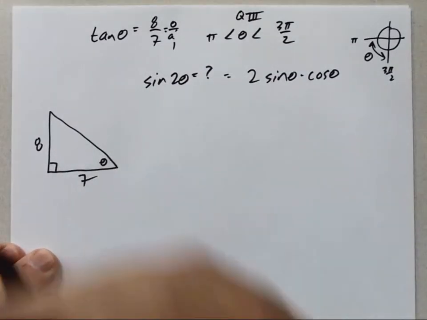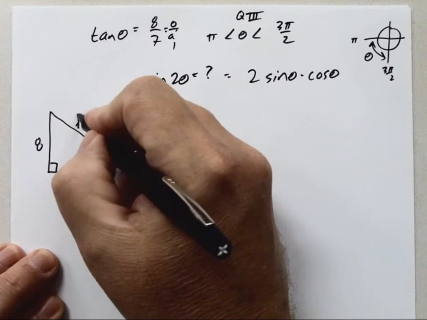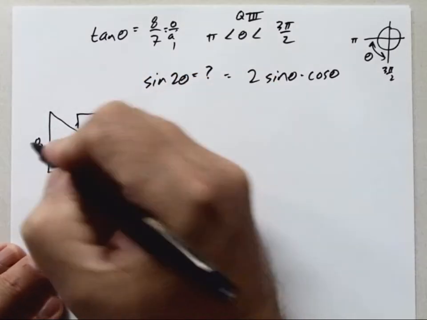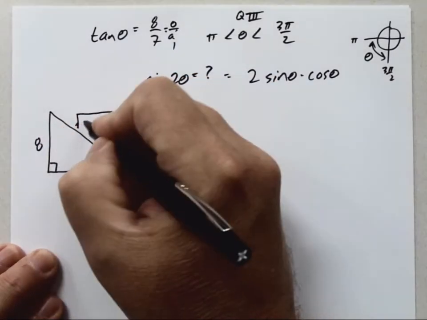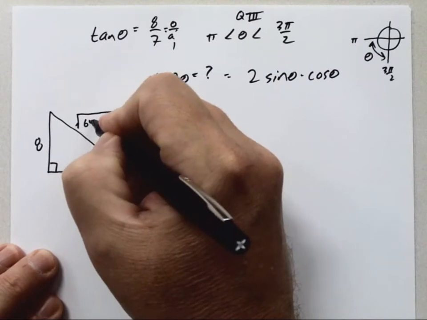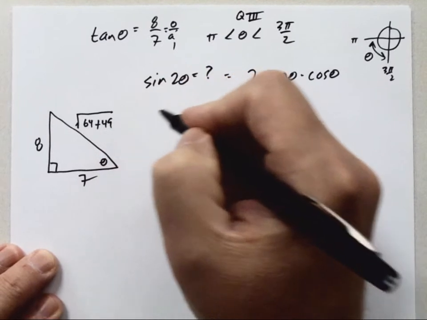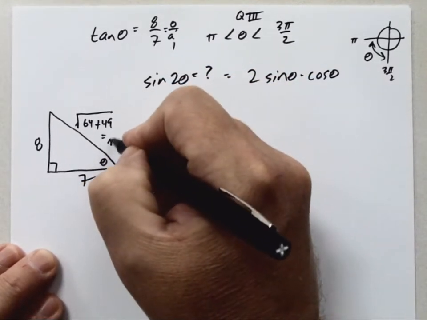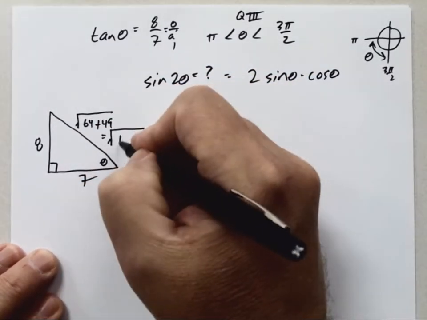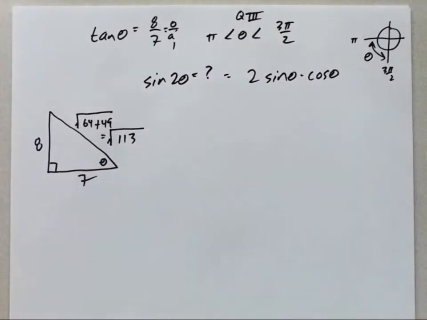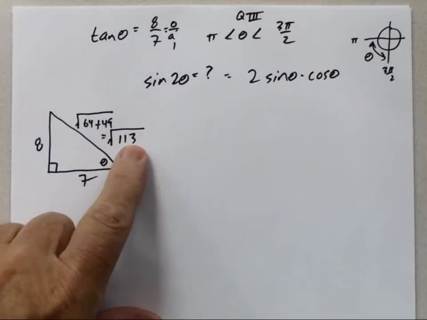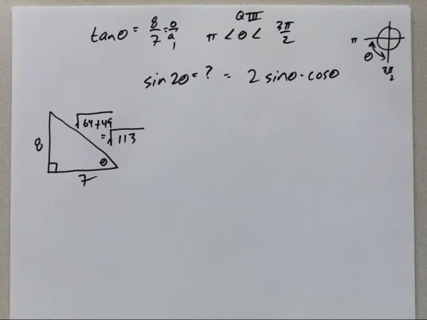Now to get my hypotenuse, once again, Pythagorean formula, you take this leg and you square it, which is 64. You take this one and you square it, which is 49. If you can believe it, the hypotenuse is the square root of 113. That does not simplify. Once again, since they're asking for exact answers, I have to leave this as square root of 113.